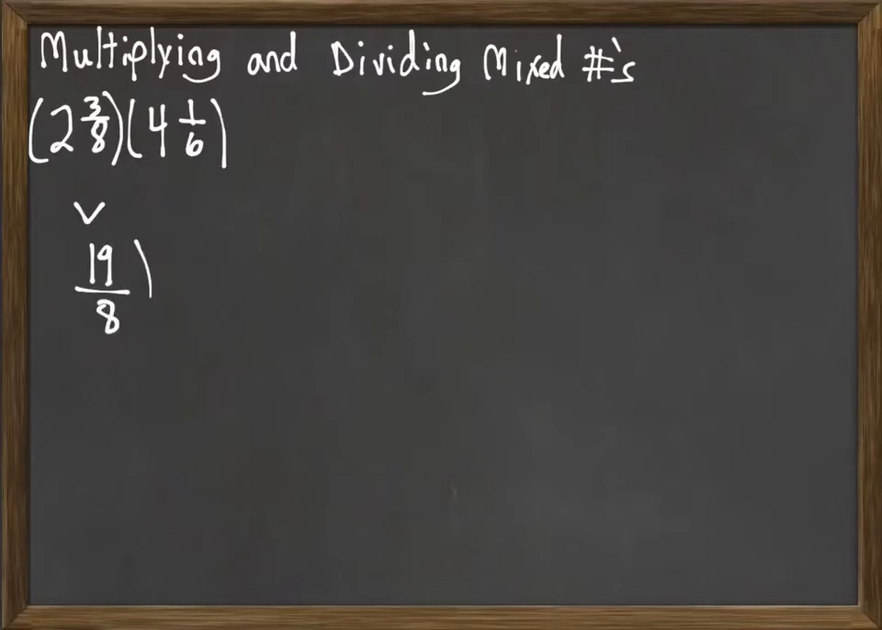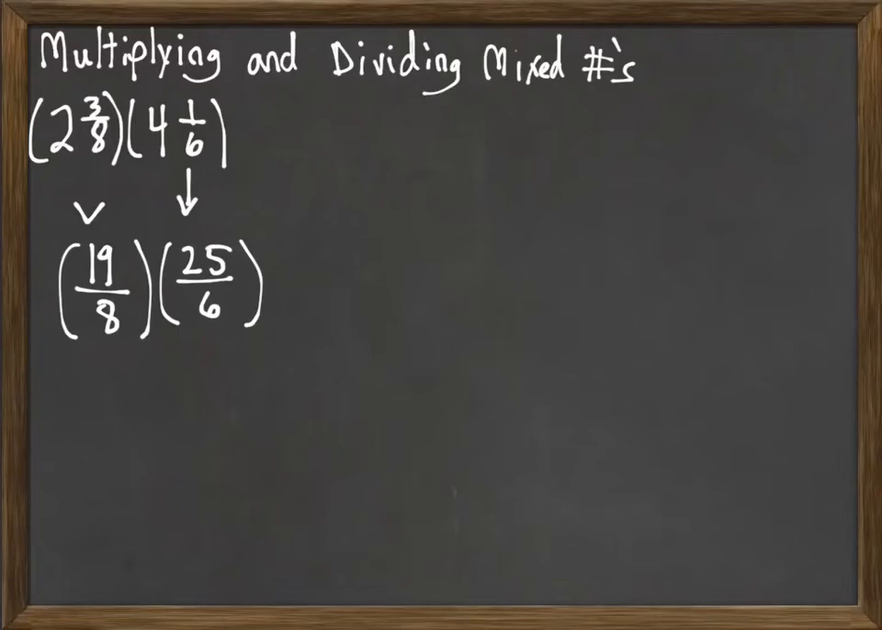So for the 2 3/8, we would say 2 times 8 is 16, plus 3 is 19 over 8. And we do the same thing with the 4 1/6. 4 times 6 is 24, plus 1 is 25. And so then we have our multiplication problem.